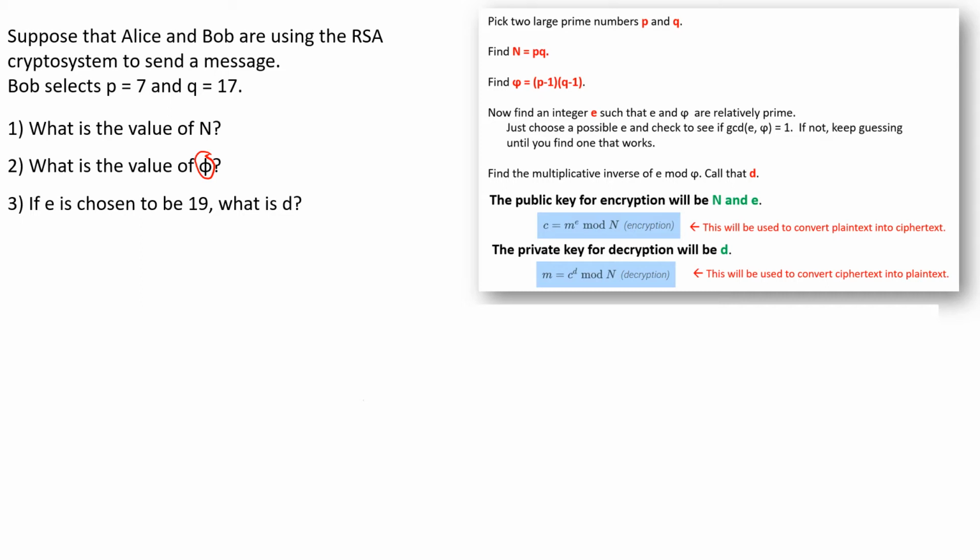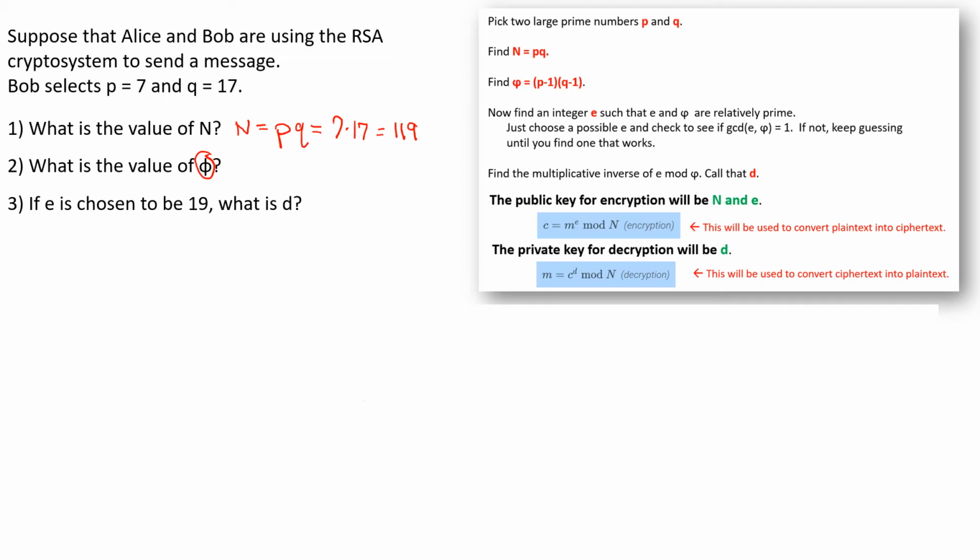First question, what is the value of n? So he already knows P and Q. He just selected them. And remember, P and Q have to both be prime. So 7 is prime, 17 is prime. So that's good. Multiply those two together to get the n. So n is going to equal P times Q, which is 7 times 17, which is 119.